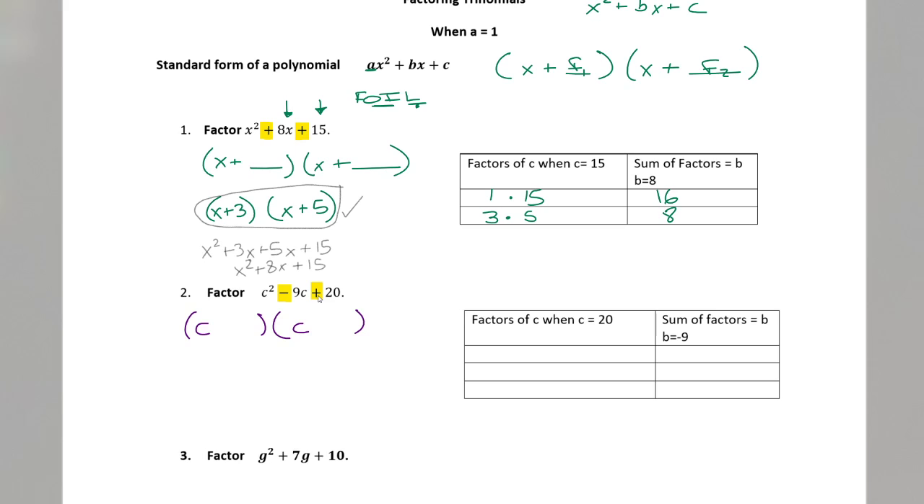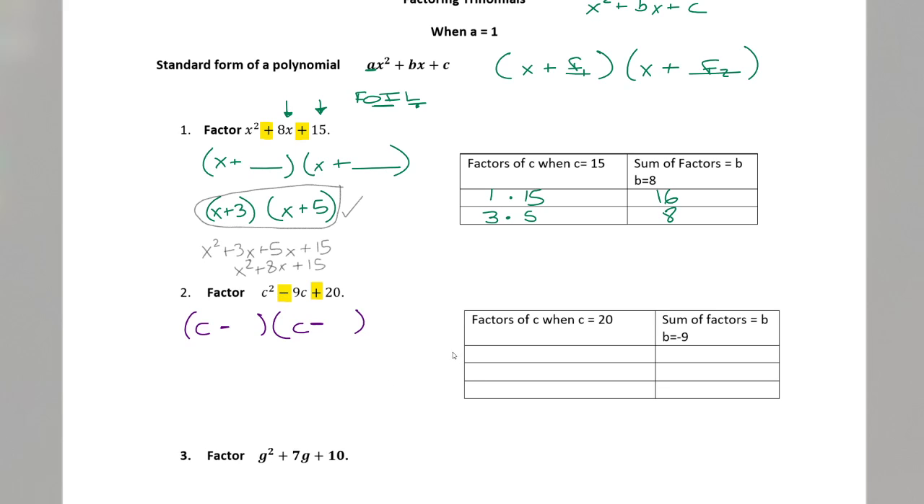So we have to ask ourselves, if our last two terms are being multiplied together and they're positive, a positive times a positive is a positive, but a negative times a negative is a positive as well. So that's why we need to look at our second term, because we have a negative on our second term. That means then our last two will be negative values, because a negative plus a negative gives us a negative.